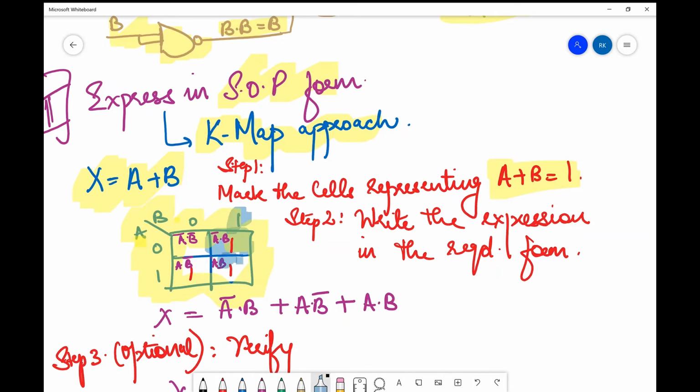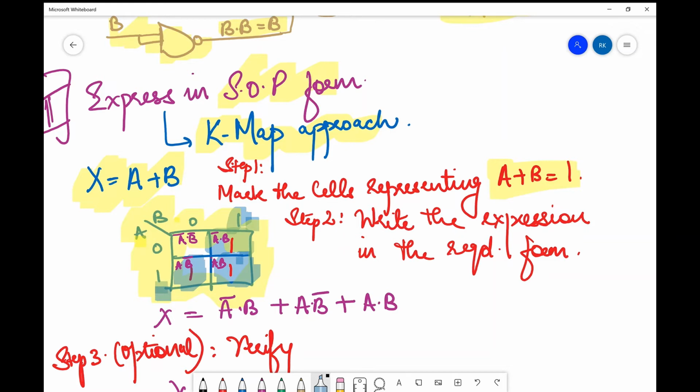Similarly, in this cell, both A and B are 1. In this cell, A is 1 but B is 0. So therefore, it is 1 in these 3 cells. Okay. So this is the K-map which is representing the expression A plus B equals 1.